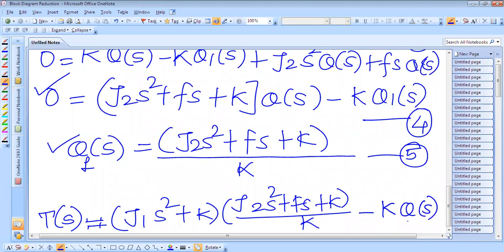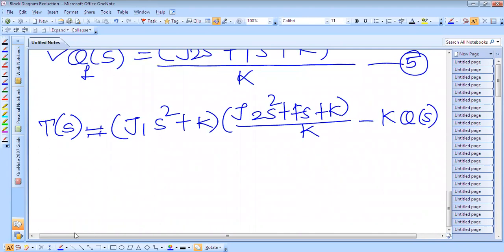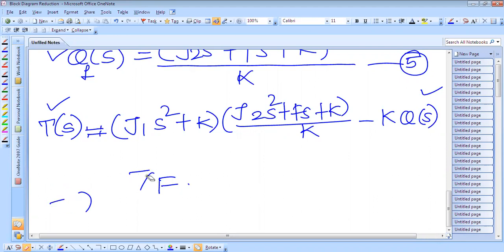Okay. So here now we have both the terms, that is T of S and theta of S. Now we have to just put this equation in the form theta of S by T of S, and that will be your transfer function. We have to solve this equation further. So how can you solve this further?